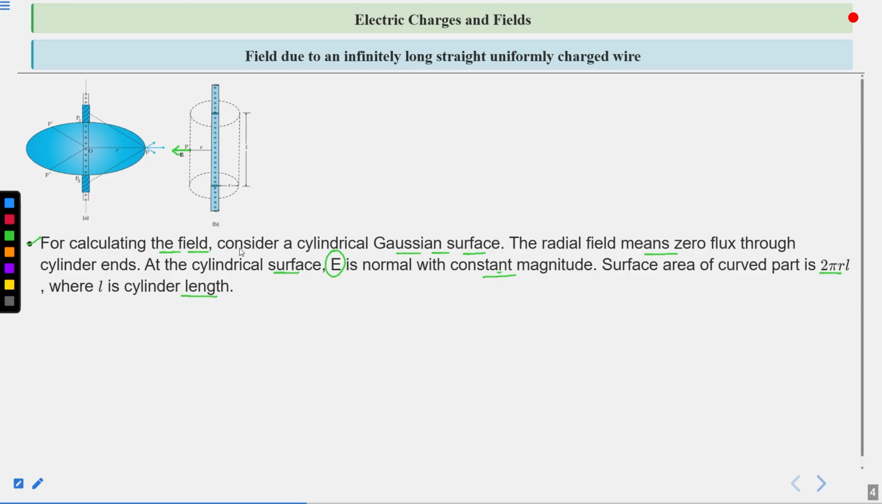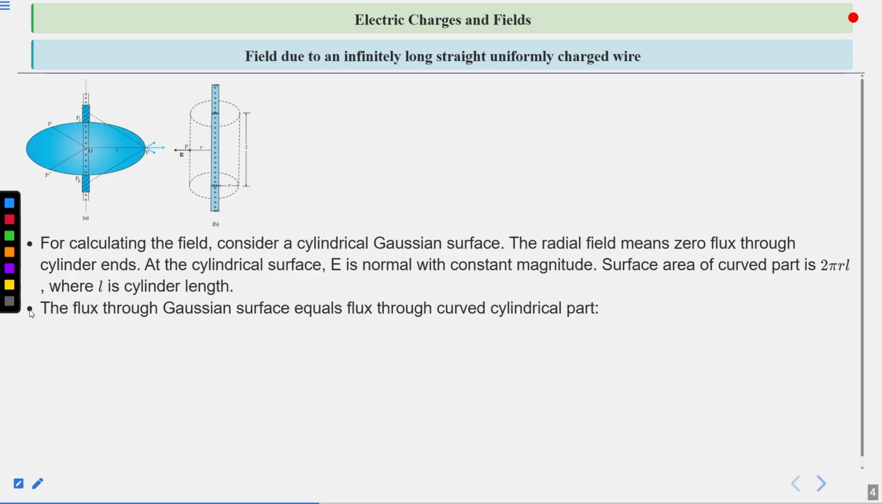Our main aim in this topic is to calculate electric field at point P due to an infinitely long straight uniformly charged wire. This wire is charged. Clear? So the flux through Gaussian surface equals flux through curved cylindrical part. So it will be what? E into 2 pi RL. So this is the flux.